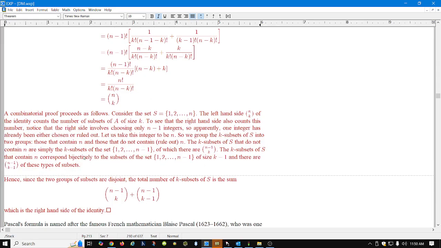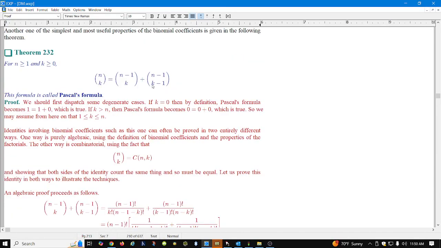The k subsets of S that contain n correspond bijectively to the subsets of this smaller set of size k minus 1, because we have to toss in n. And there are n minus 1 choose k minus 1 of those. That's the second term.